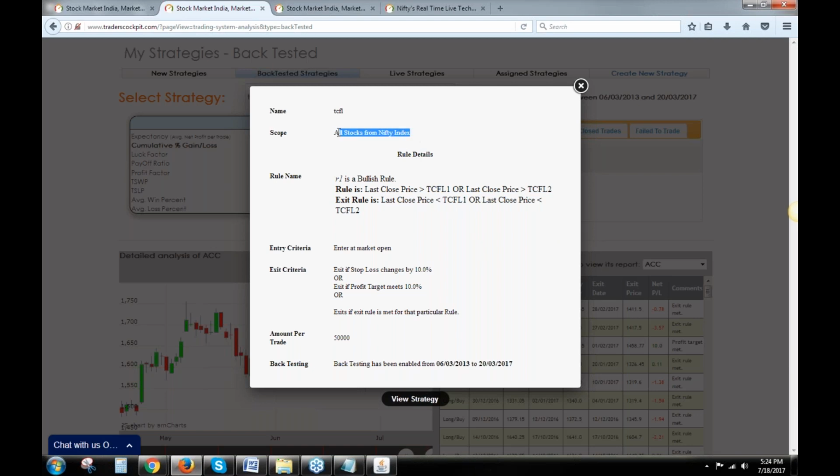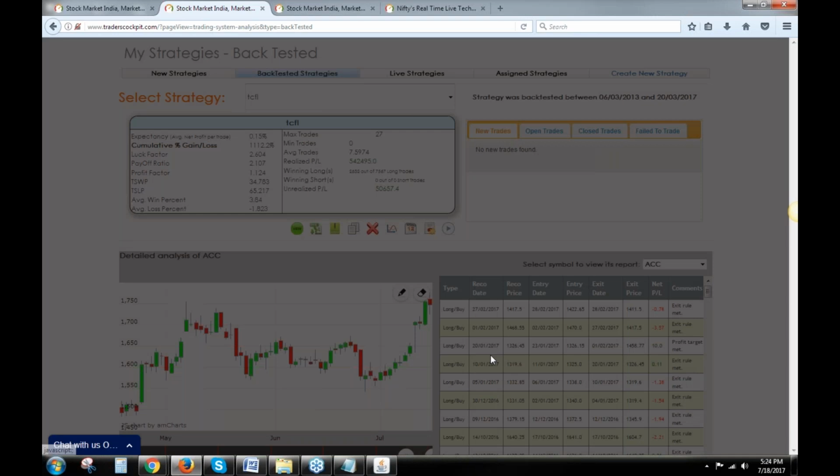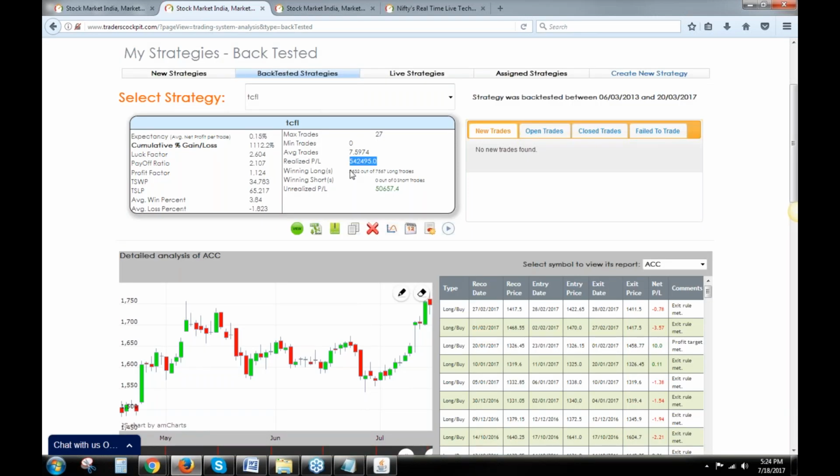And this was backtested on all the stocks from the Nifty index. And the result here, you can see the realized profit or loss value. This is a single indicator, and though the winning percentage of the strategy was less, for every win the average win percentage was high. The parameters are somewhat like this.